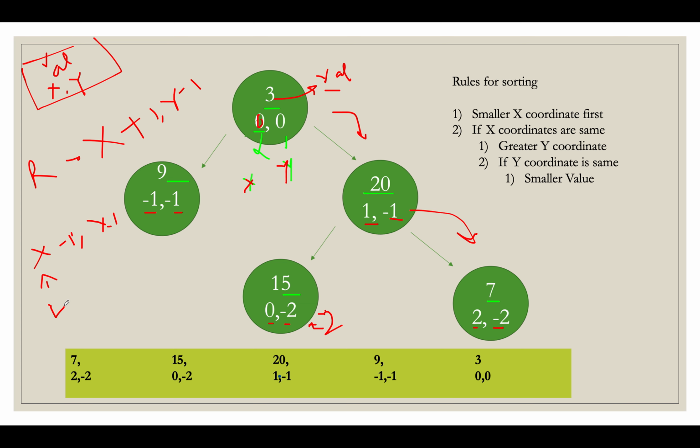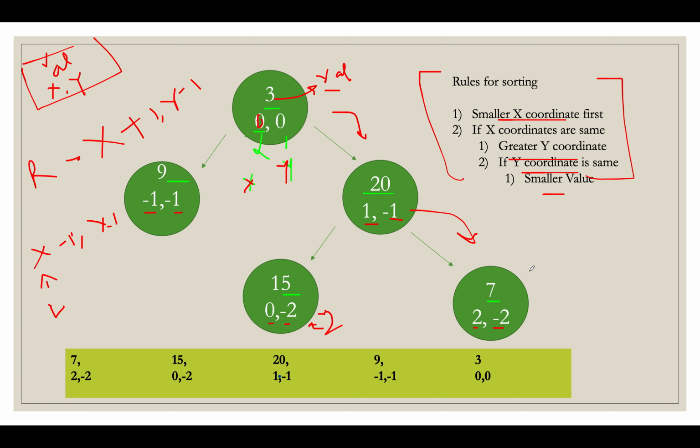Let's iterate the sorting rule again. A lower x coordinate will be given precedence. If two nodes have similar x coordinates, then the greater y coordinate will be given precedence. And if the y coordinates are also the same, the node with the lower value will be given precedence. So these rules are what have been specified in the question.